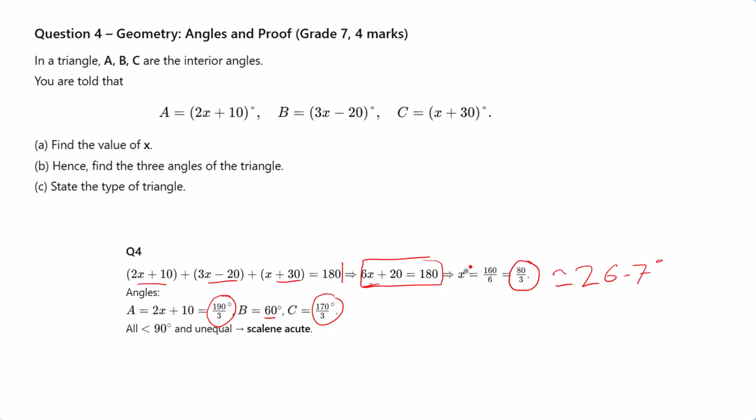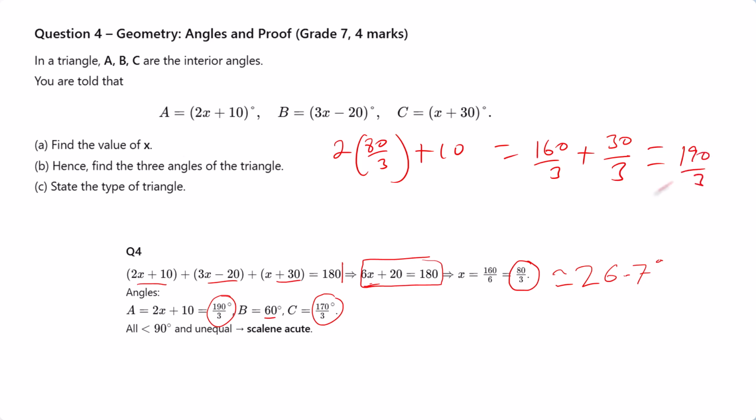Now, let's find the 3 angles of the triangle. So how do you do that? Where x is, you sub in 80 over 3. So I'm going to do 2 times 80 over 3, add 10. And I can do that with the calculator. This is going to be 160 over 3. And then I'm going to add 10. Now, if I put 3 there, then that has to be 30, because I want a common denominator. So that would then be 190 over 3. That's what they've got here. The same thing I'm going to do with C, and I'm going to do with B.